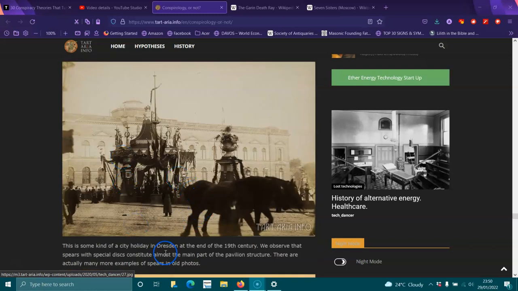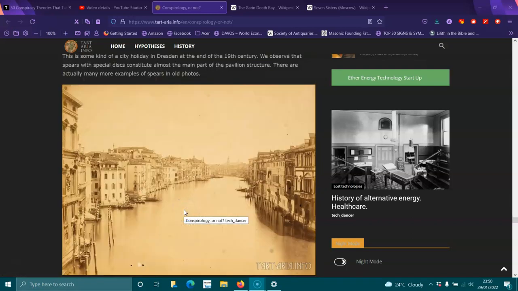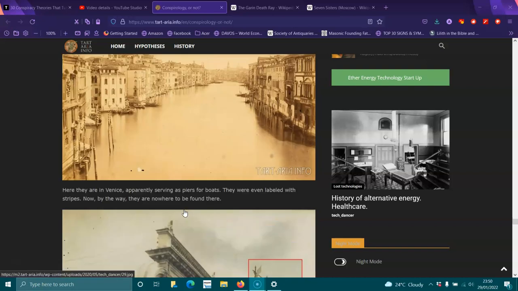This is some kind of city holiday in Dresden at the end of the 19th century. We observe that spears with special discs constitute almost the main part of the pavilion structure. There are actually many more examples of spears in old photos. Dresden got smashed. It was a beautiful looking city. Hey, there they are in Venice, apparently serving as piers for boats. They were even labelled with stripes. Now, by the way, they are nowhere to be found in here.